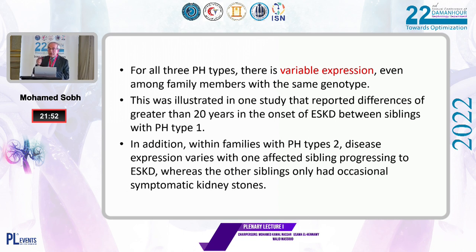So if you have a patient with primary hyperoxaluria coming with end-stage disease, apparently his family is free, but they can carry the same gene. Possibly in the future, they can present with stone formation. So for donation, there is a big question. In addition, within families with type 2, disease expression varies, with one affected sibling progressing to end stage, whereas the other sibling only had occasional symptomatic kidney stones. This is important.